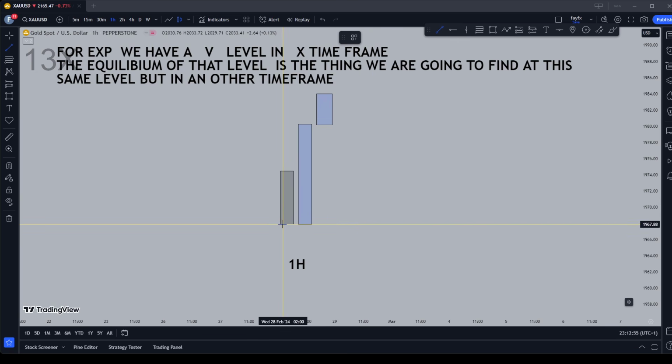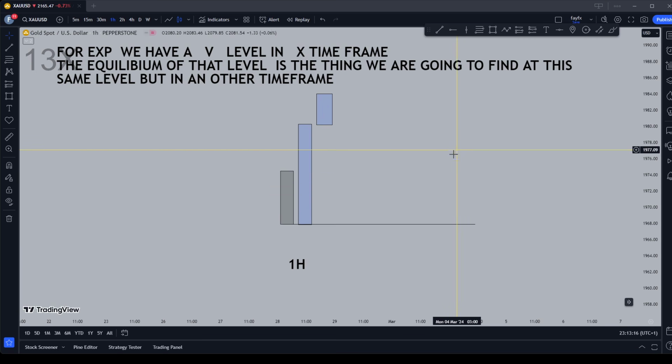V level. This is a V level at 1 hour time frame. The equilibrium of this level is the thing we are going to find in another time frame.